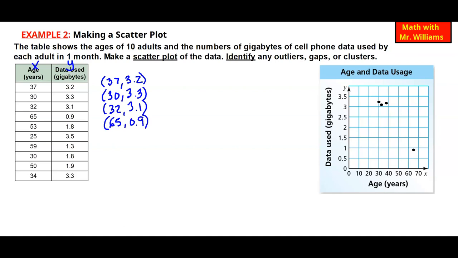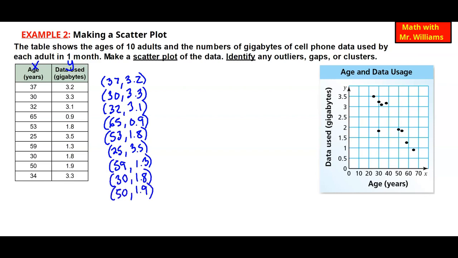Let's graph that. All right, next 53 and 1.8. Graph it. Then 25 and 3.5. Now we graph it. We have 59 and 1.3. And we graph it. We have 30 and 1.8. And 50 and 1.9. And lastly, 34 and 3.3. Okay, so we've made our ordered pairs. We've made our scatter plot of the data.